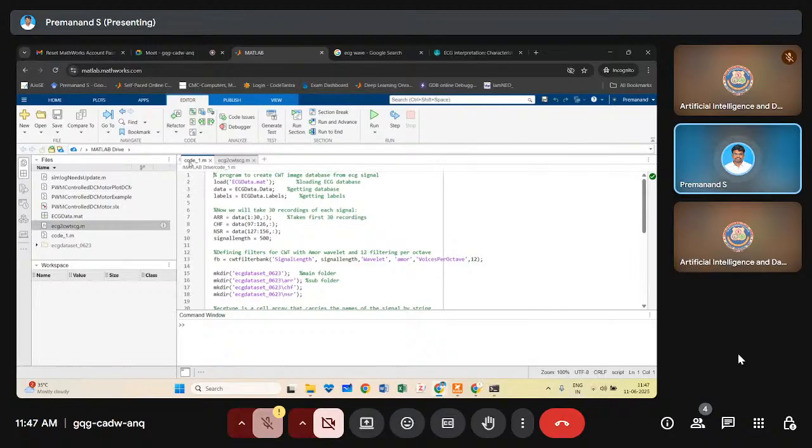So that's why in most papers they extract the data in 1D format, and by using CWT, continuous wavelet transformation, we convert it into images.